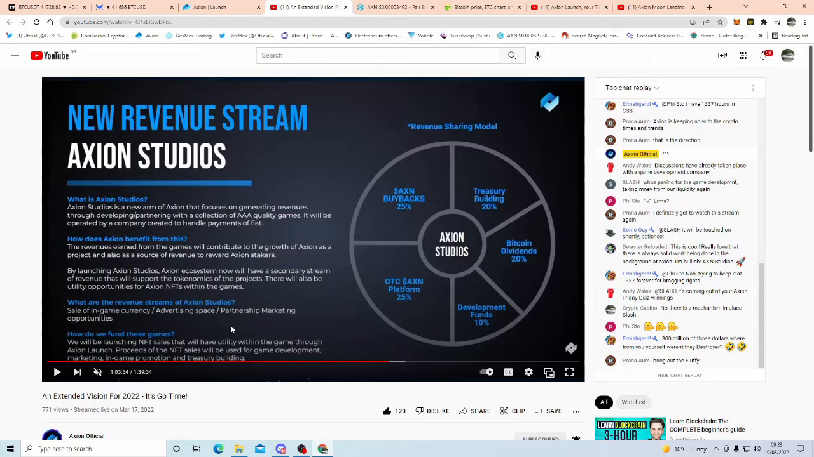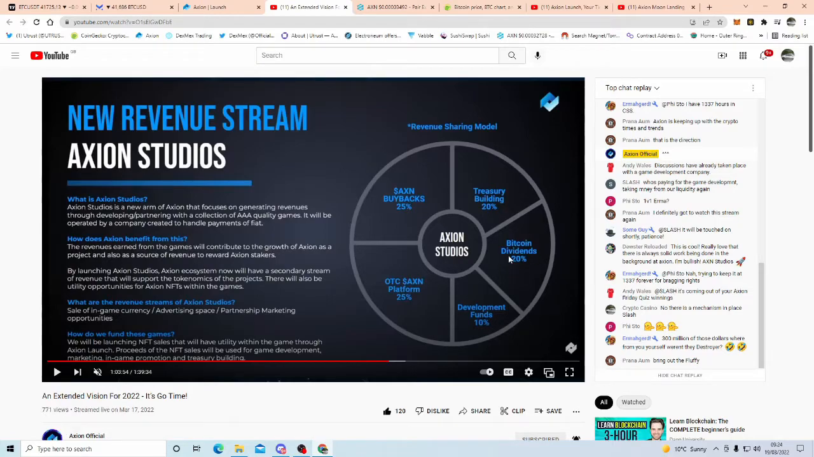Well, the profits from the games, and bearing in mind this is game number 1, Axion will be bought back. There'll be buybacks of 25%. 20% will go into a treasury chest, for treasury building. Now this would be for helping back into the Axion ecosystem itself.